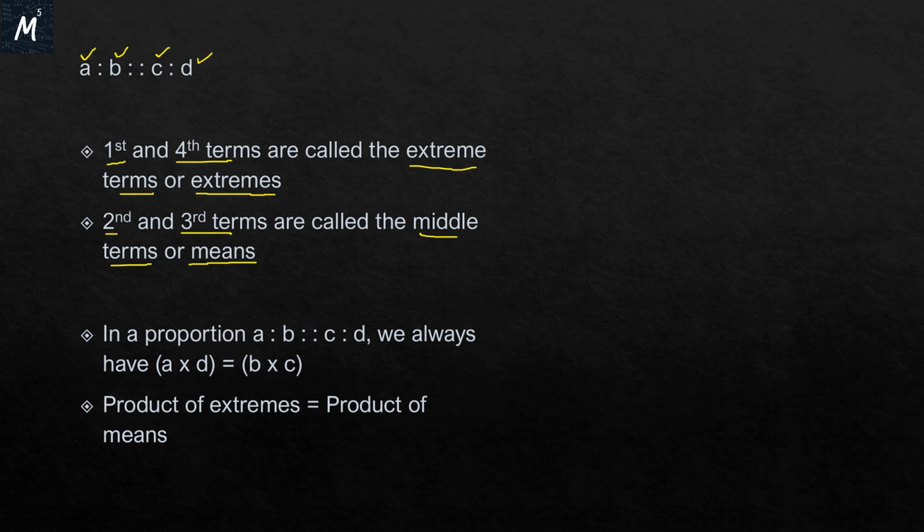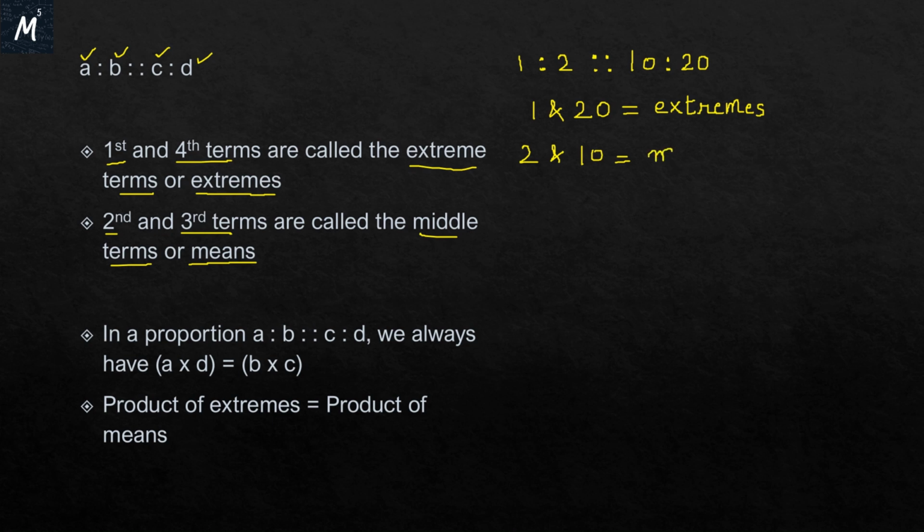So if I take an example over here, let's say 1 is to 2 as 10 is to 20. So in this proportion, 1 and 20 are the first and fourth terms, so they are called extremes. And the rest, which is 2 and 10, are the middle terms, so they are also called means or the middle terms.